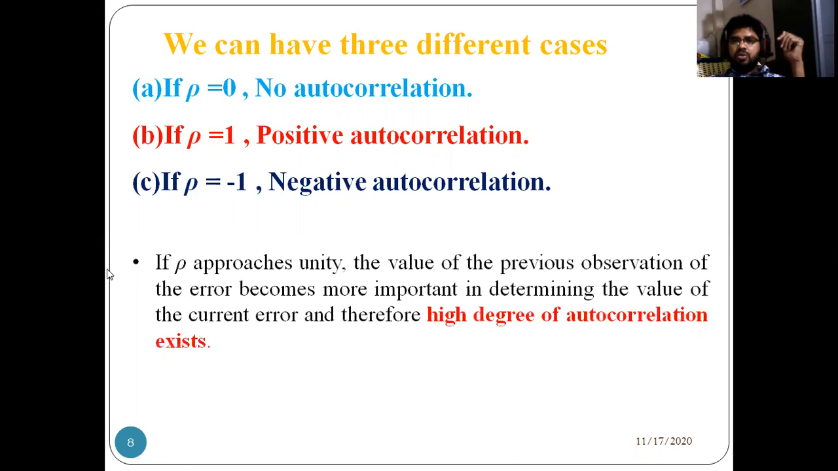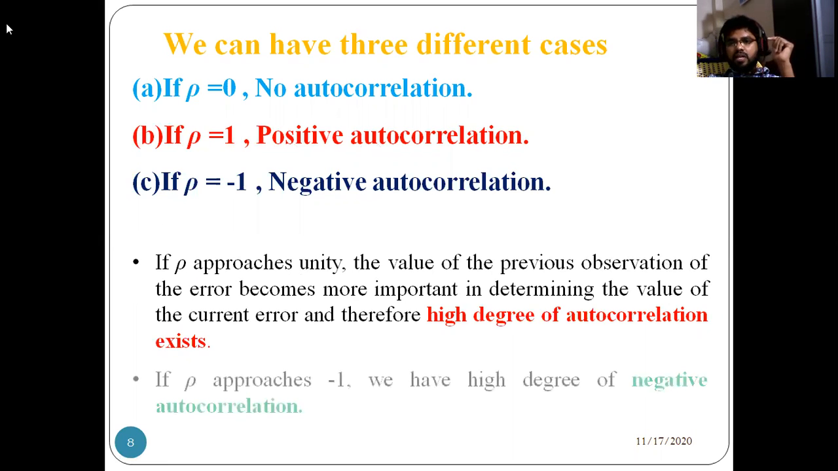For example, as I told you, if rho approaches unity, nothing but equal to 1, the value of the previous observation error becomes more important in determining the value of the current error, and therefore a high degree of autocorrelation exists. Nothing but positive and strong autocorrelation exists between the present error and its previous error term.